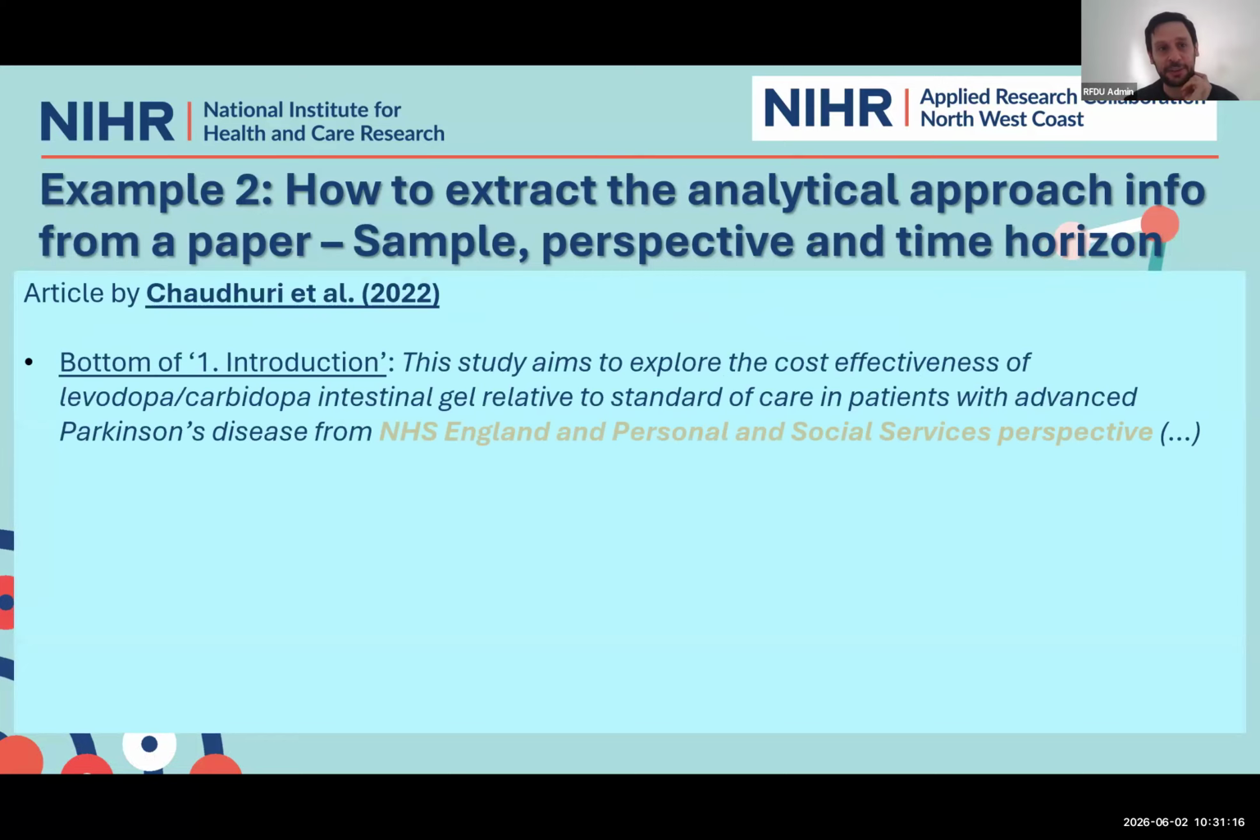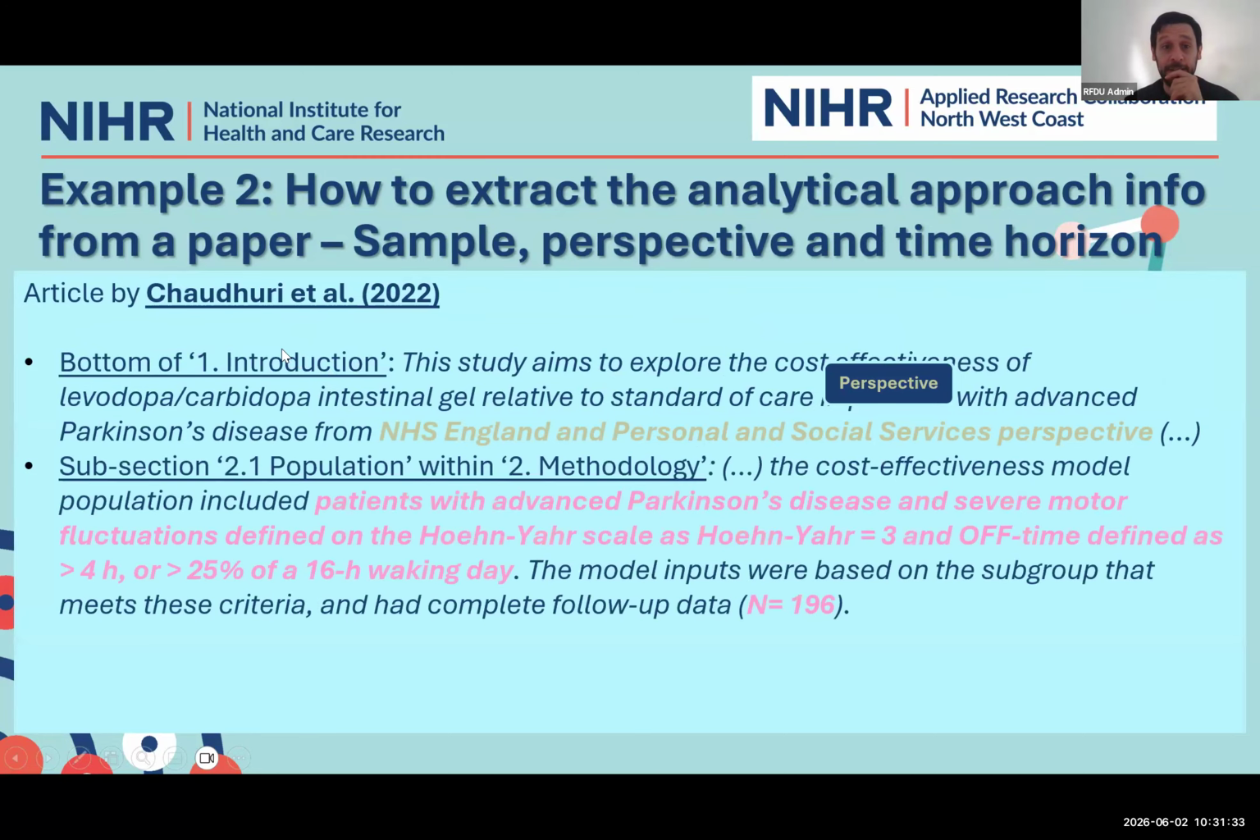We're going back to the article on advanced Parkinson's disease, and I'm going to show you the information we managed to extract from that paper in terms of the perspective, the sample, and the time horizon. So here you've got the information about the perspective, which was actually at the bottom of the introduction. And then the information about the sample here in pink.